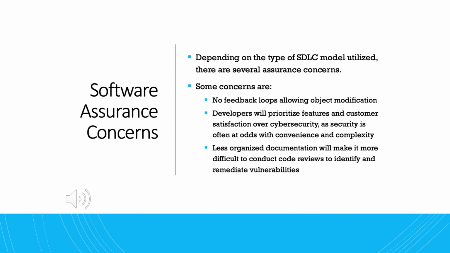Software assurance is the development and implementation of methods and processes for ensuring that software functions as intended while mitigating the risks of vulnerabilities, malicious code, or defects. Depending on the type of SDLC model utilized, there are several assurance concerns.